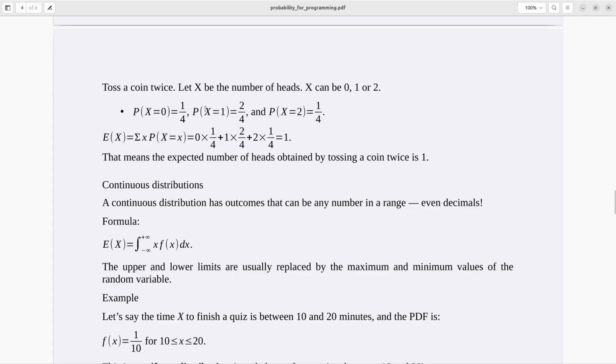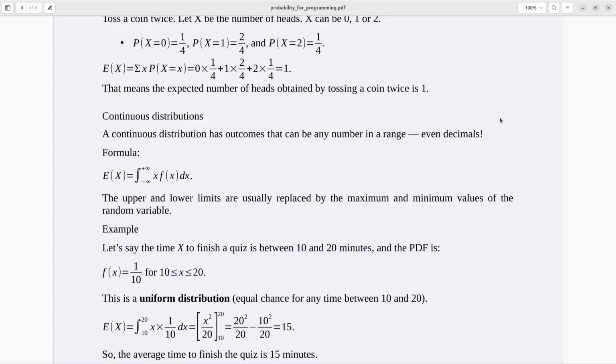So when you plug in the numbers into the formula, you will see that the expected number of heads from 2 tosses of a coin would be just 1. So we expect that the answer would be 1. That means out of 2 tosses, I will have 1 head on average. Okay, so that is the meaning of the use of the expected value formula for discrete distributions.